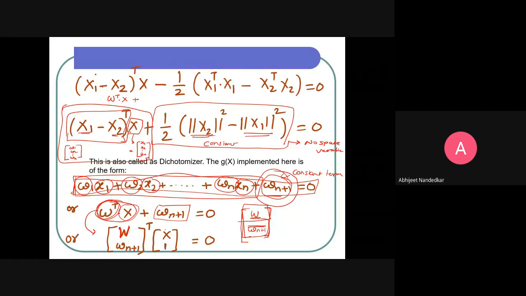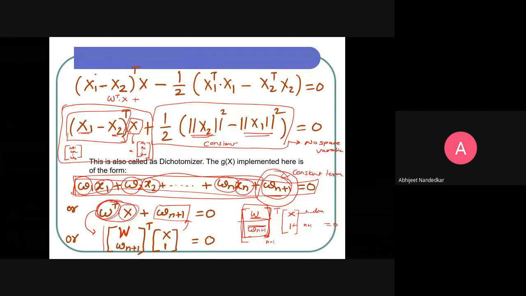Now, to have this product properly, we have to transpose this, and we have to take the space variables x and suffix with 1, so that the dimensions are now matching. So this x vector is n dimensional, and I am adding one more dimension. So this will be n plus 1, and this is also n plus 1. Now the product can happen between these two vectors, and this is equal to 0.